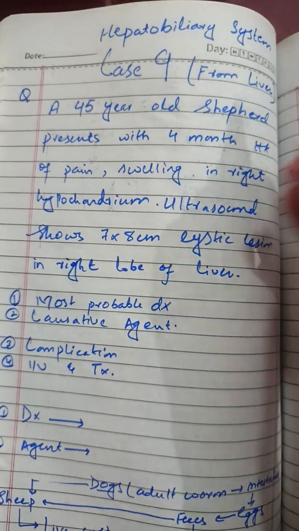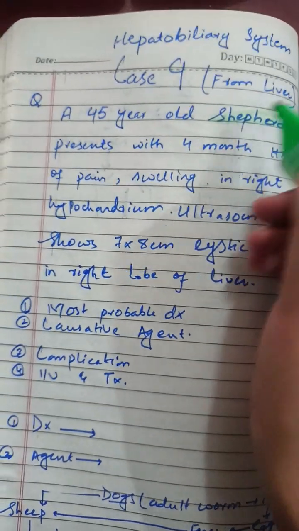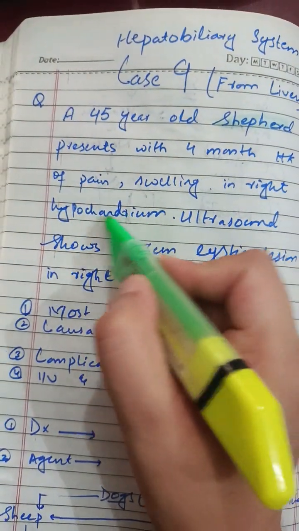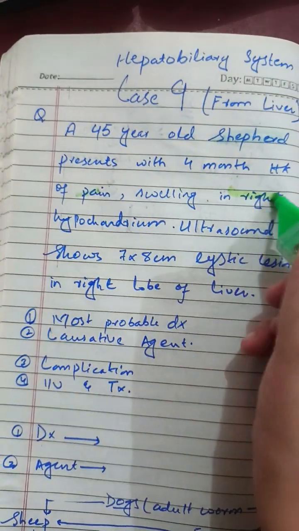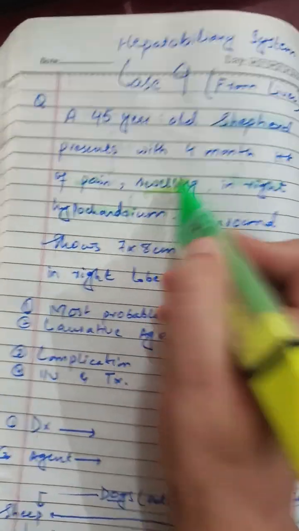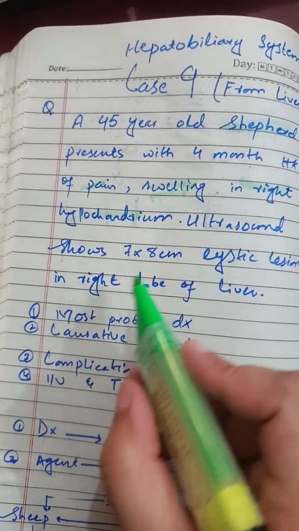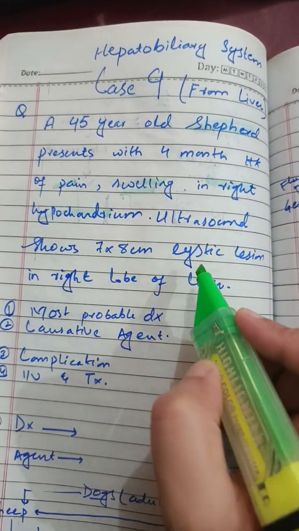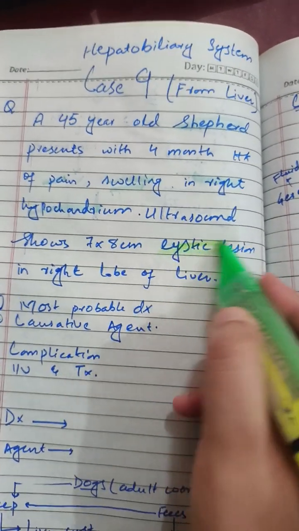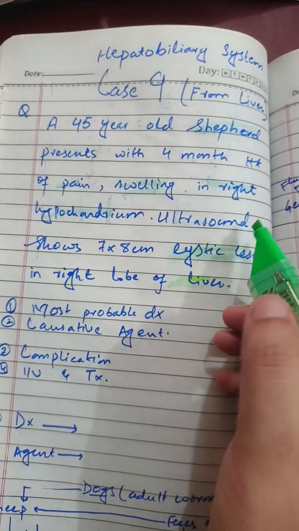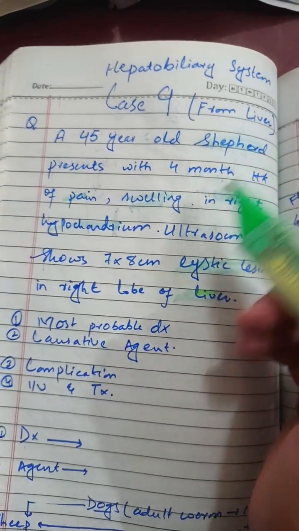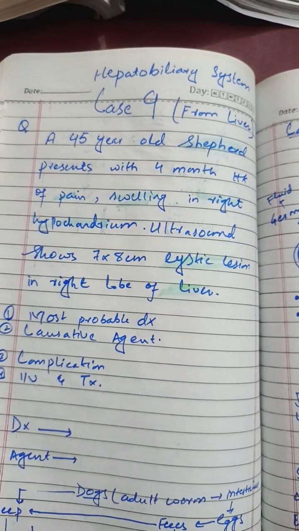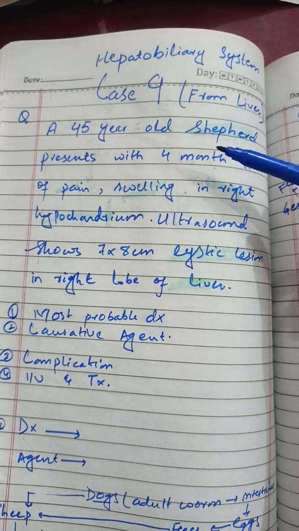Today our first scenario is a 45-year-old shepherd who presents with a long history of pain and swelling in the right hypochondrium. Ultrasound shows a cystic lesion in the right lobe of the liver. There is a cystic lesion in the liver by ultrasound in a shepherd, associated with pain and swelling.